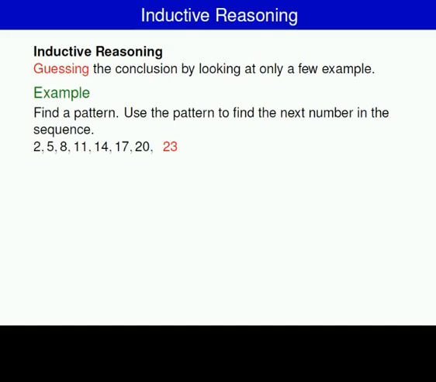Now if you carefully look at this, we only have about 7 entries in this sequence, and we have to guess what the sequence is from only those 7 entries. So we only look at a few examples. Therefore this reasoning is inductive. That means we are simply guessing what's going on.